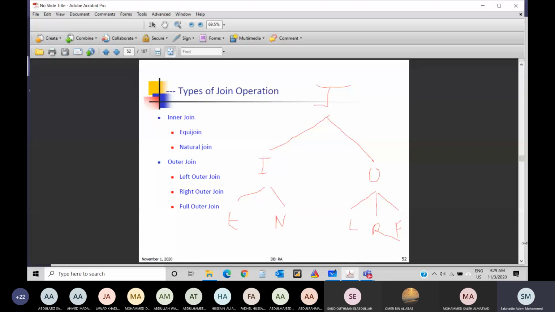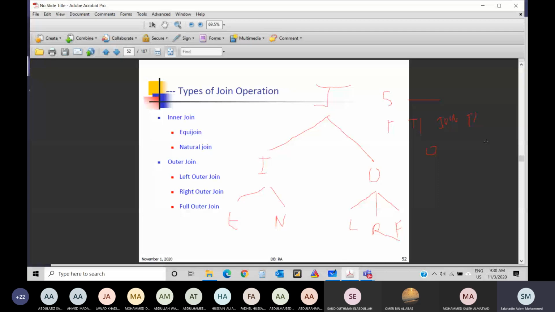How do you write equi-join in relational algebra? Do you know how we write equi-join in SQL? In SQL, what do we write? We write select, and then we see what columns we want. Then we write from, isn't it? Table 1 join Table 2 on something. Table 2 on. This must be equal to this. That is why we call it equi-join, right?